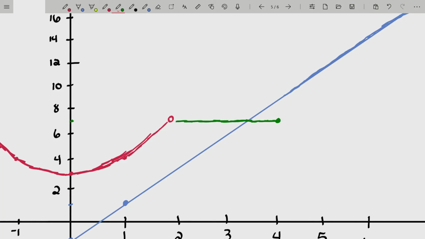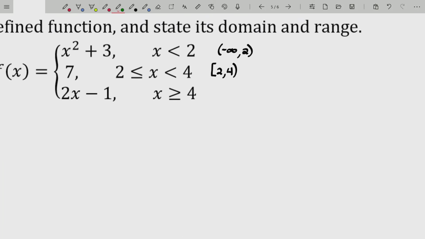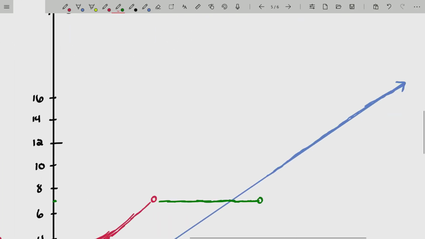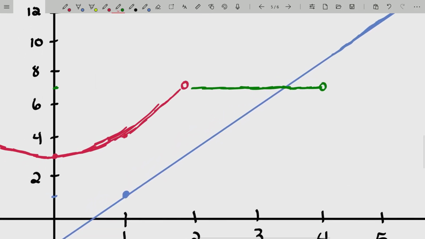And I'm not including 4 actually, so let me not include that, right? Because at 4 itself, y equals 7 is not included, right? There we go. But remember, at x equals 2, it is defined to be a height of 7. So it does actually fill in that hole that was originally there. It does fill it in for us.